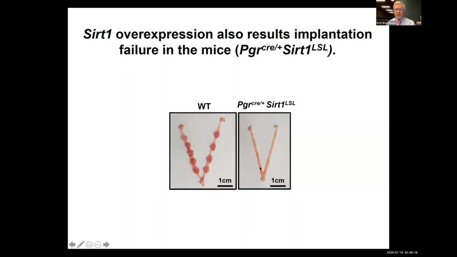Further, and very excited, we found that the mouse who overexpresses Sirt1, either naturally in response to endometriosis induction or because of the conditional knock-in, both of those mice became infertile as a result of the elevated Sirt1. And if we give Sirt1 inhibitors, we can return those mice back to normal fertility.